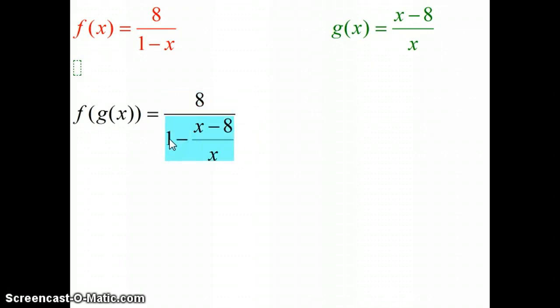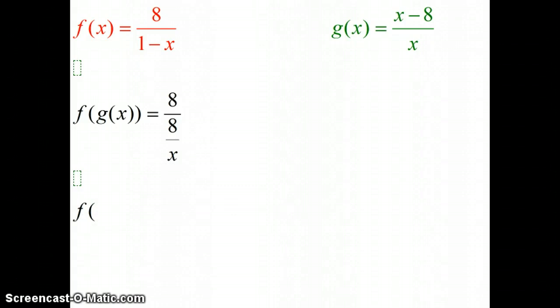Let's see if we can clean that up a little bit. Remember, when you have a complex fraction, you can always solve this by combining the bottom and then multiplying by the reciprocal. So I'm going to change 1 to be x over itself because that reduces to 1. Now I can combine them by distributing the negative up on top. It just changes both of my signs. X minus x is gone, and what I'm left with is just 8 over x, actually, is what that reduces to.